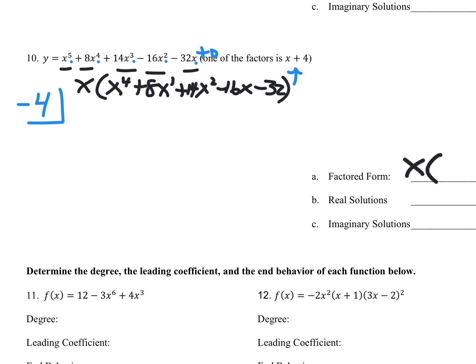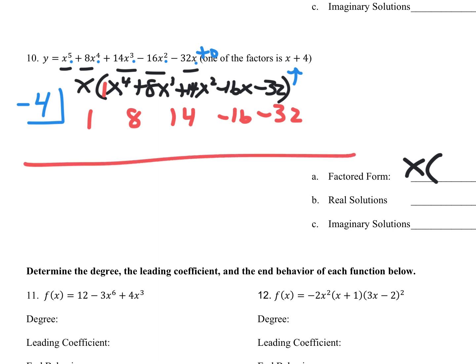So then I'm going to use these numbers, 1, 8, 14, negative 16, negative 32. Drop it like it's hot. Technically, you're adding 1 to 0, and you get 1. And then you multiply. Then you add. Then you multiply. Then you add. Then you multiply.